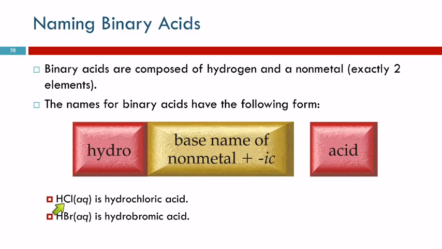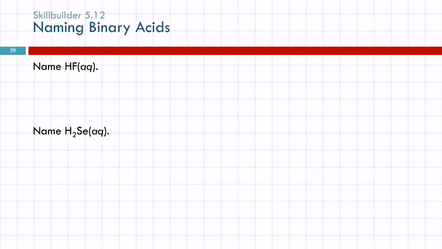So HCl, this is a binary acid. It starts with H. There's no oxygen. We take chlorine, and that becomes chloric. We put the prefix hydro in front: hydrochloric acid. HBr, hydrobromic acid. And then we did these examples.